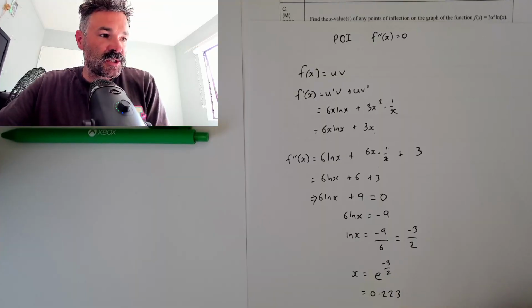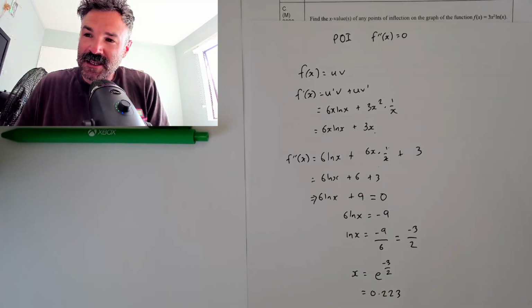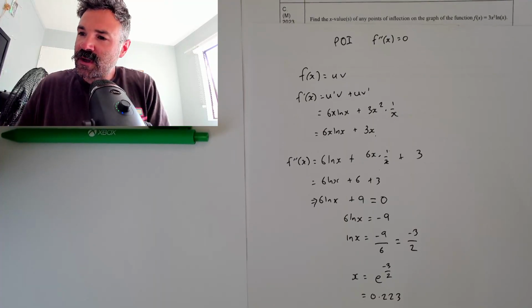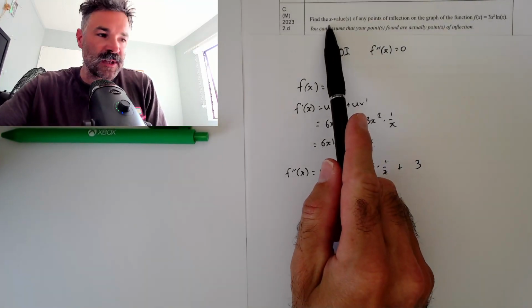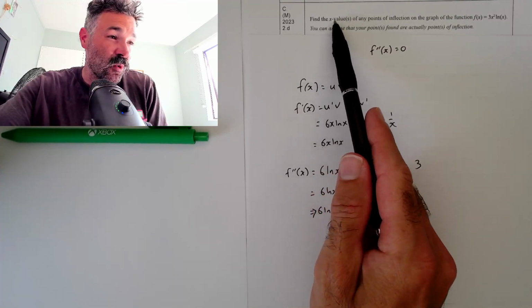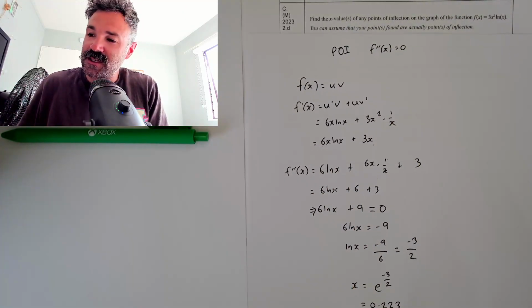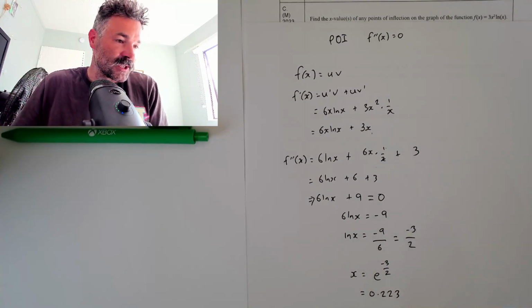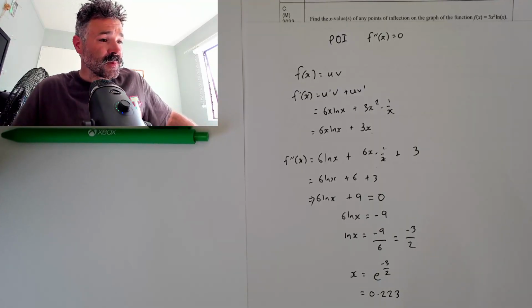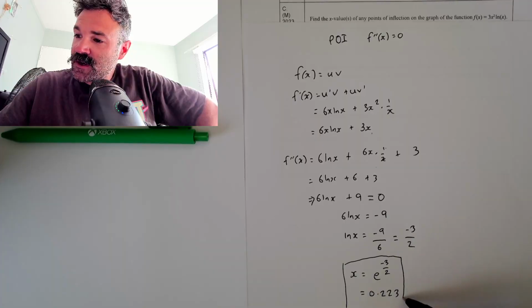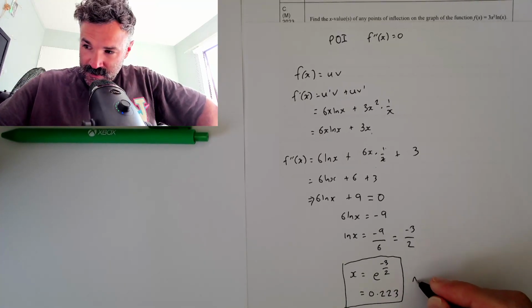I always like to check the original question to see, did they ask for a coordinate or did they ask for an x value? If we look back to the top, it's just asked for the x value. It's very, very good practice to go back to the question. If it asked for coordinates, I would then need to put this x value back into f of x to get the y value to give it as an actual coordinate. But we're done. That's all it asks for. Either one of those is fine to get your merit tick.